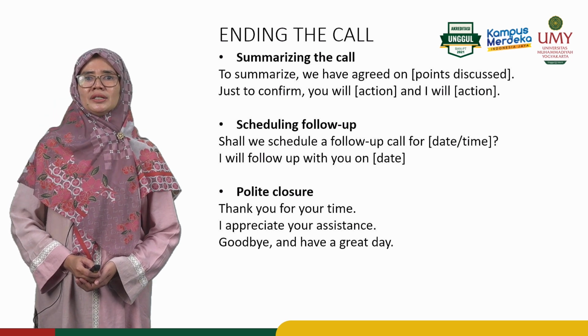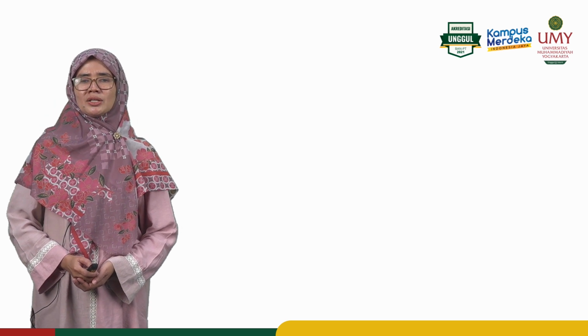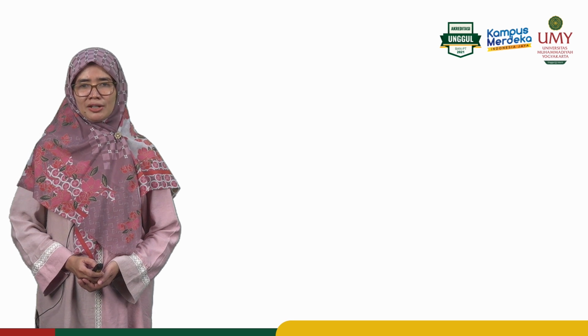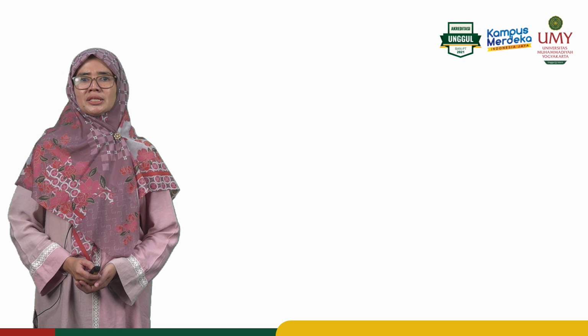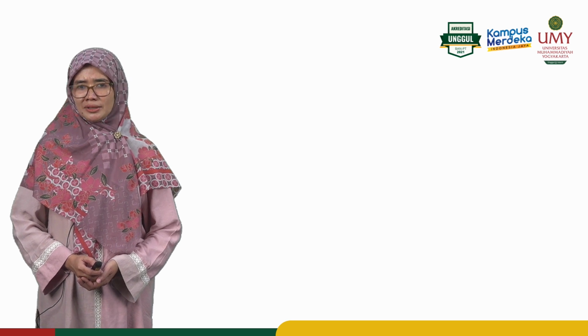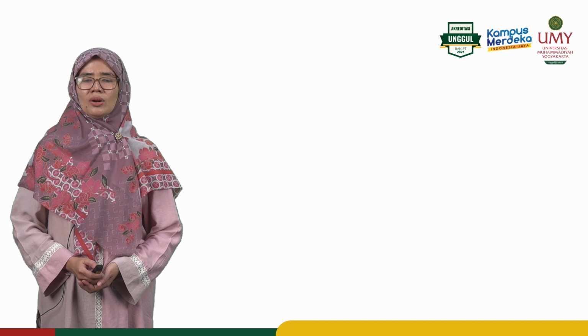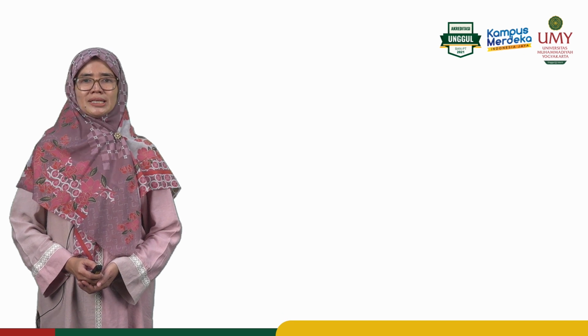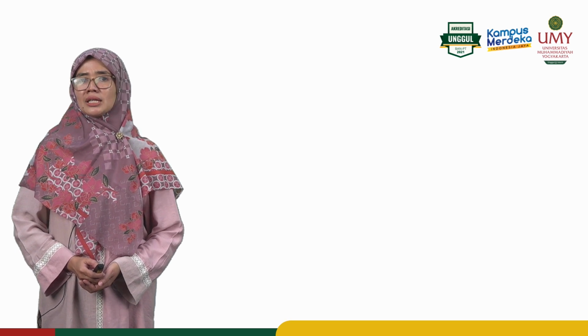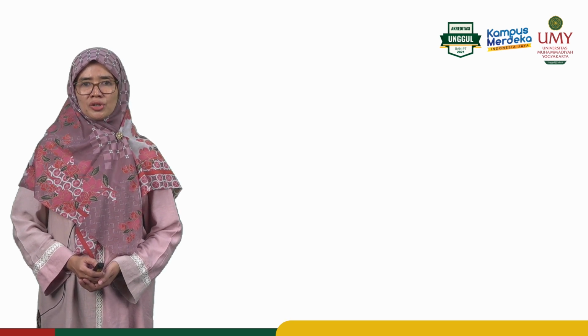Today, we have learned about some expressions or phrases used in business telephoning. To recap, there are three essential parts in business telephoning: starting the call, during the call, and ending the call. When starting the call, we should introduce ourselves by telling our name and the company's name. Then we can ask for the person we want to talk with and tell the purpose of our phone call.